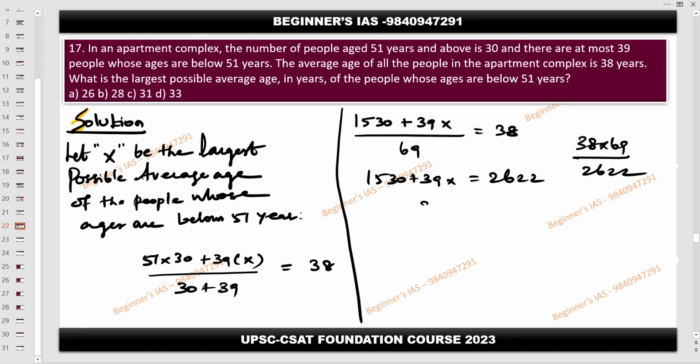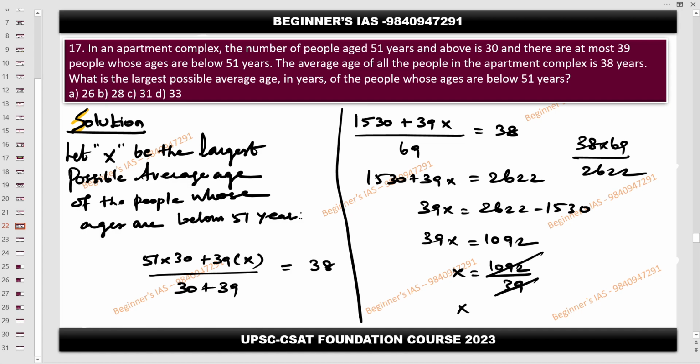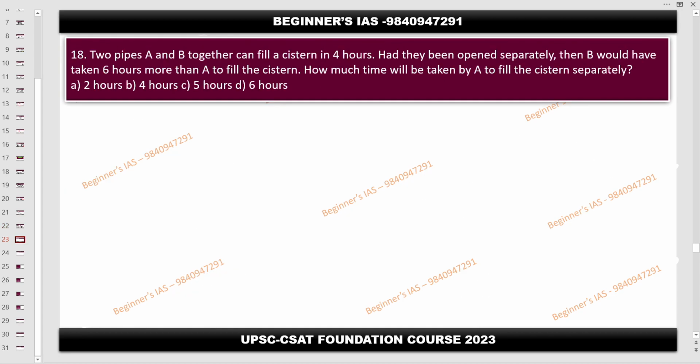Therefore 39x is nothing but 2622 minus 1530. Therefore 39x will become 1092. Then what would be the x? That's the question here. So 1092 by 39, cancel this, you will get 28 as the answer. So the answer for this question is option B, 28. Clear? Shall we move on to the next problem? Yes, sir.